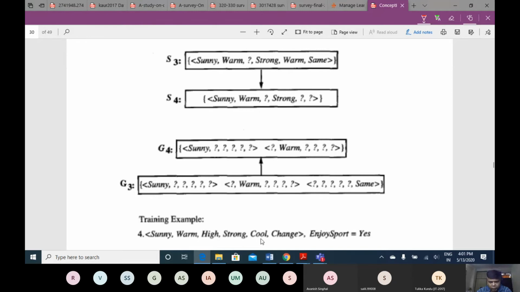Since we want to allow cool and change also, this is the more general hypothesis, which includes all earlier positive ones. But for this general one, according to this, change was allowed. So here it only allowed same, but according to this, the value change is allowed. So we have found a positive example for which, when this value is changed, that is true.